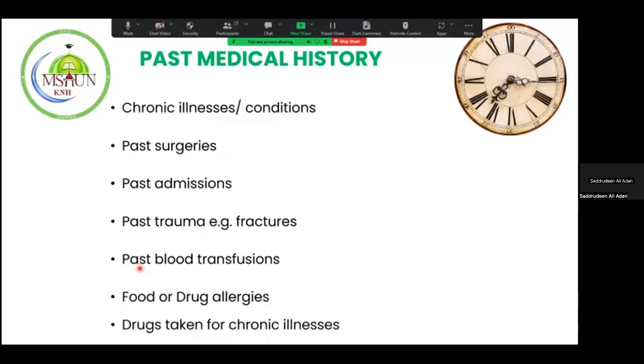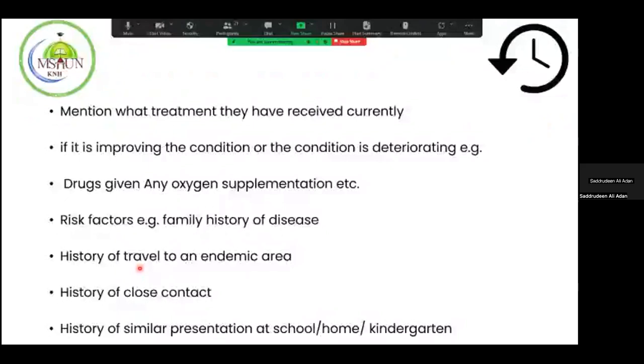But remember, just a quick recap of the HPI. You introduce any chronic illnesses. Then after that, you describe the symptoms using Socrates. Then you start mentioning if there was a previous admission in any hospital, what drugs were given, are they compliant, is the condition deteriorating? Then you go on to the current treatment, whether the current condition is improving or deteriorating, any drugs including oxygen supplementation, risk factors, for example, family history of disease, history of travel to an endemic area, history of close contact, history of similar presentation at school, at home, or at kindergarten.